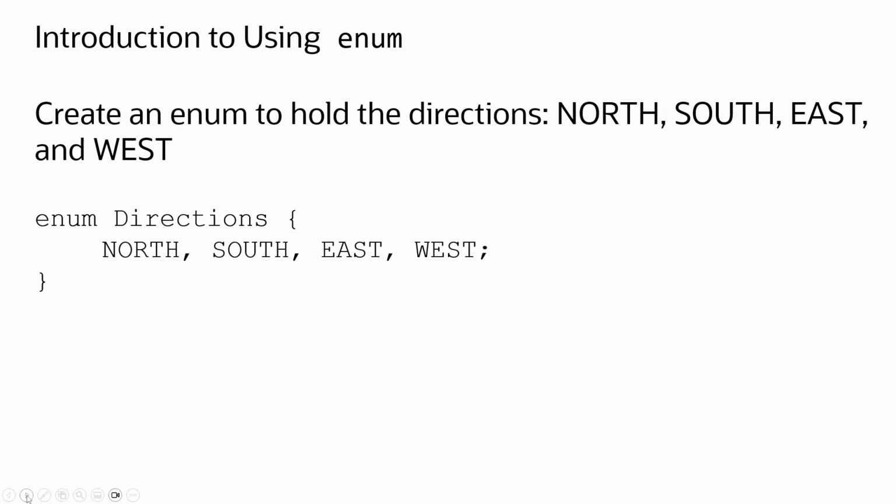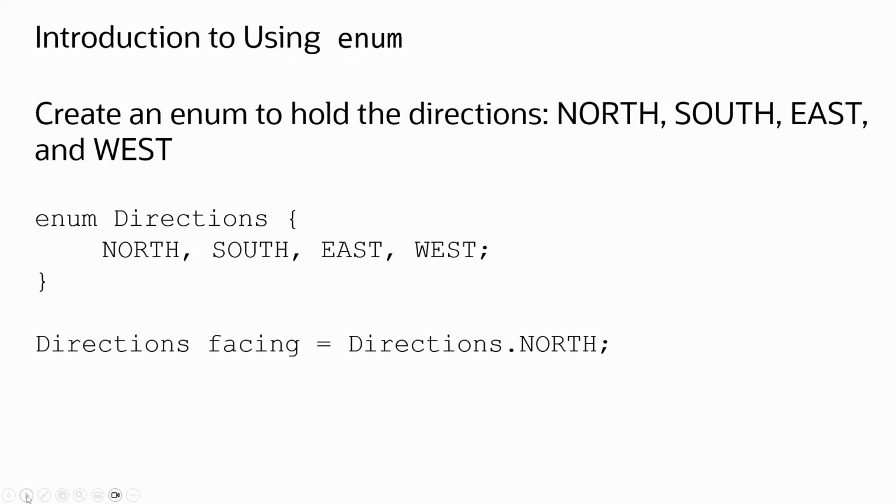I'm going to create an enum to hold the directions north, south, east, and west. We have enum Directions, and then our list of constants: north, south, east, and west. If we want to create a variable facing and set it to the direction north, we would say Directions facing equals Directions.north.